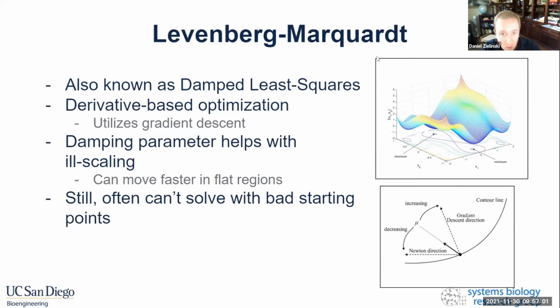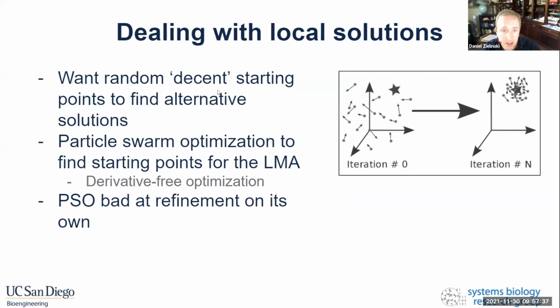So this Levenberg-Marquardt algorithm is this damped least squares. This is derivative-based optimization. So it's very good at finding local optima using gradient descent. And it also has this damping parameter that helps with poorly scaled systems like ours. So it moves really fast in flat regions. But we tried using just this method and it still didn't solve because the starting points that we would randomly choose were still so bad that it didn't find a good fit. So we had to find some way to provide it with better initial points. And that's why we started using this particle swarm.